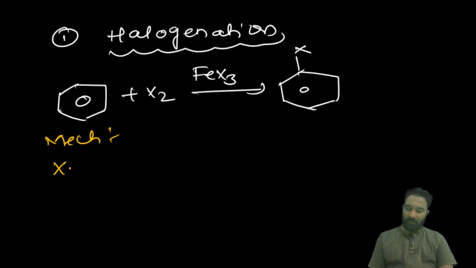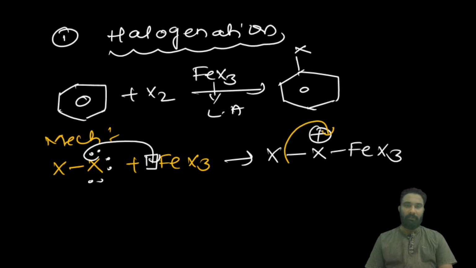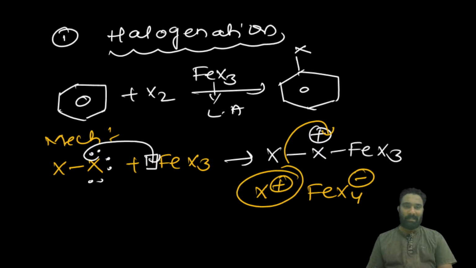Mechanism: here it is two halogens. The first step is making of the electrophile, right? FeX3 is a Lewis acid. This lone pair of electrons will be given to the vacant orbital in this manner. When it has given to this vacant orbital, this halogen will get the positive charge. Then it will take this bond pair of electrons and move. It will generate one electrophile and FeX4 minus. This is the electrophile generated.